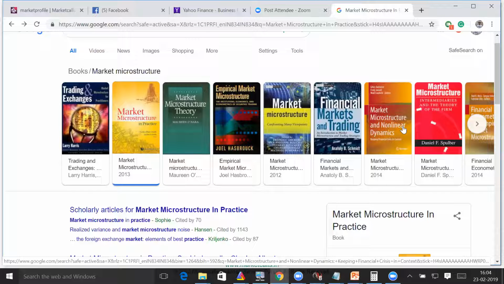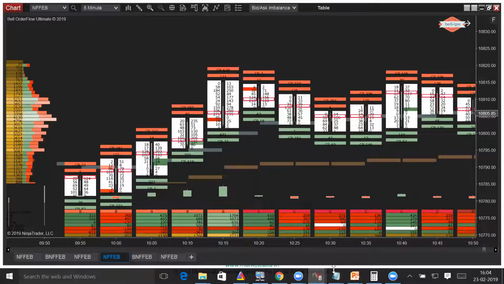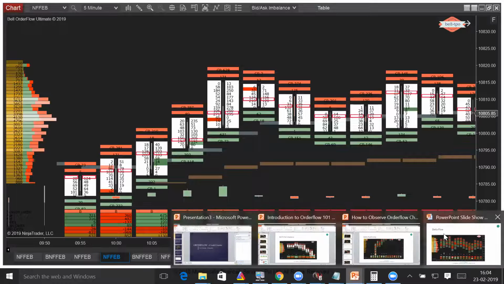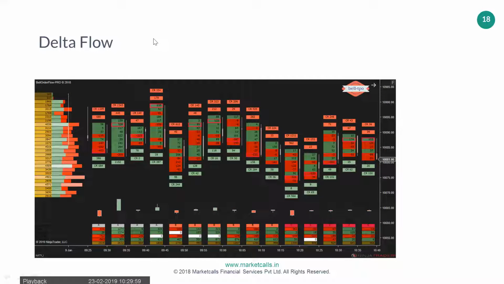In the HFT quant world, without knowing market microstructure, you cannot deal orders at millisecond levels. It is also a basic foundation for order flow, to understand the interaction between market orders and limit orders, where the big liquidity is, and how the price travels in low liquidity zones. Now, coming back to the concepts, we talked about delta flow, one form of chart, which we'll use for delta packet positioning and delta unwinding, to be discussed in tomorrow's session.